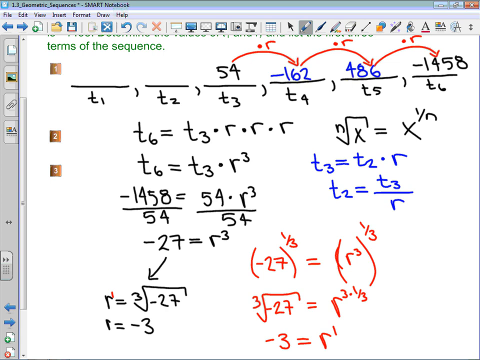Now, I'm going to put them in like that. I'm going to say that term 2 is 54 divided by negative 3. When I put that into the calculator, I get negative 18. I'm going to put it down here. That means that term 1 is negative 18 divided by negative 3, which means that term 1 is 6. So just to summarize, term 1 is 6, and the common ratio is negative 3.